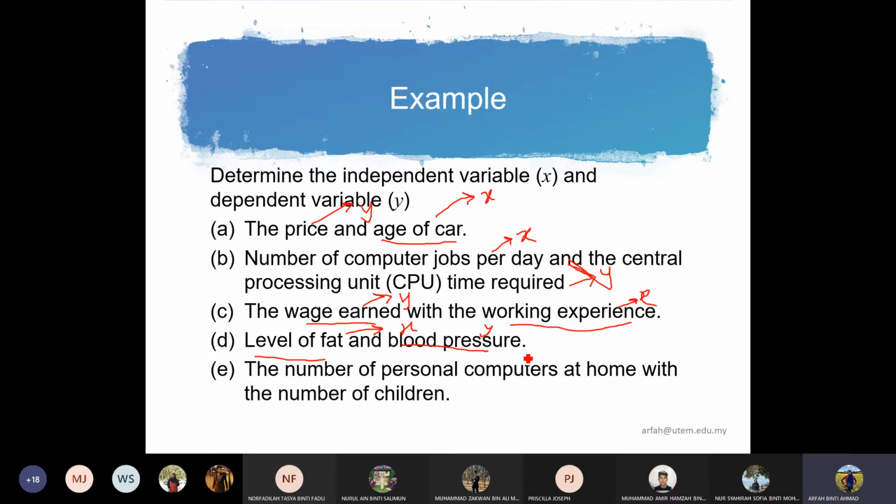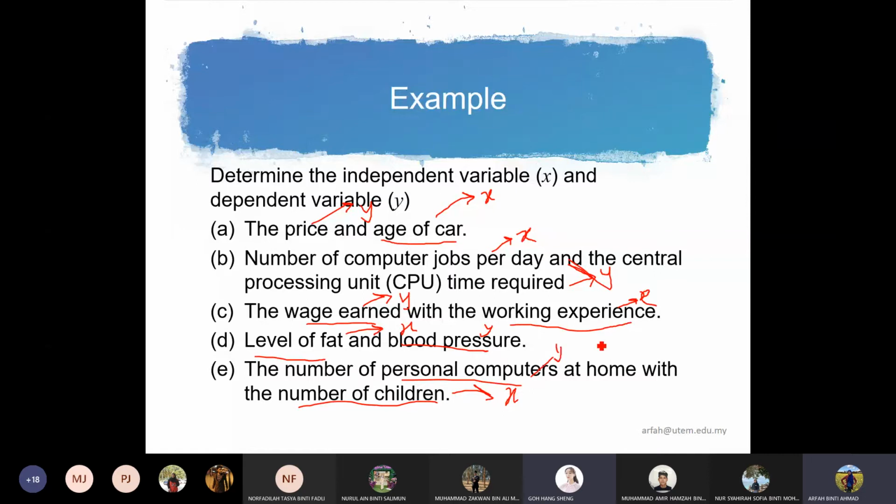So the number of personal computer at home with the number of children. Number of children X. Good. Apa dia? Wait, ulang balik tadi siapa yang jawab? Children X. Okay, betul. Number of children X, number of personal computer is your Y.